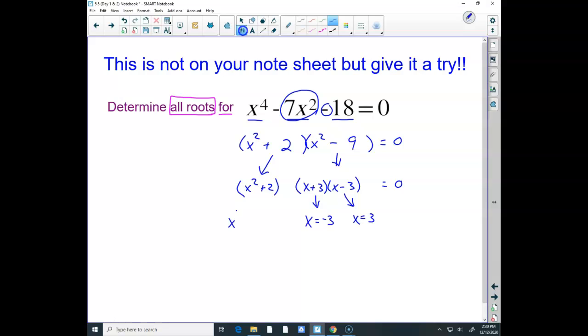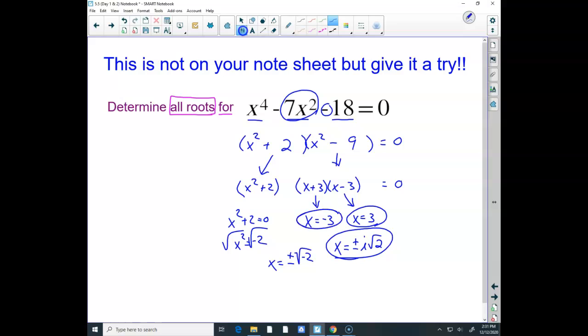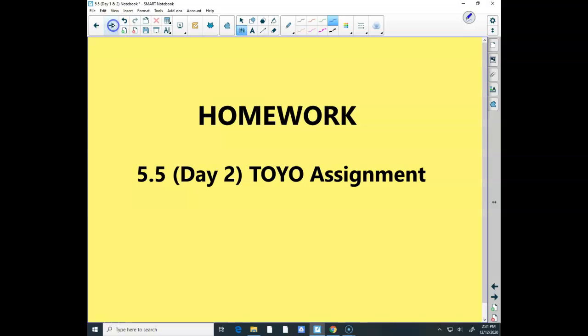And here I got x squared plus 2 equals 0. So x squared equals negative 2. I will square root that. So x equals plus and minus square root of negative 2, which means x actually equals plus or minus i square root of 2. There's 2 imaginaries, 2 reals, total of 4. How many did I have to have? 4. Yee-hoo! Got it. And you're off to the races for the rest of the day.